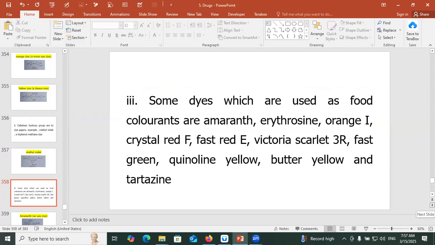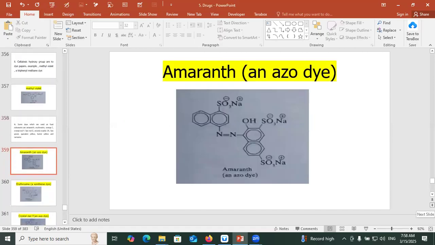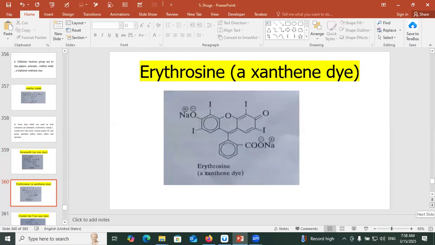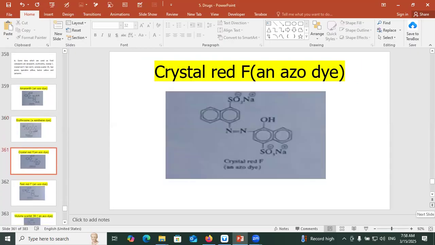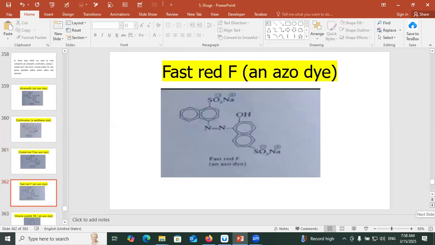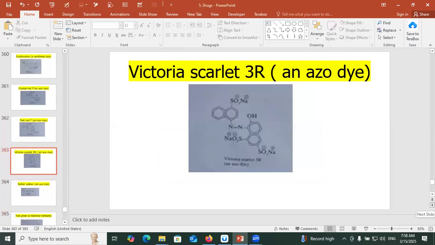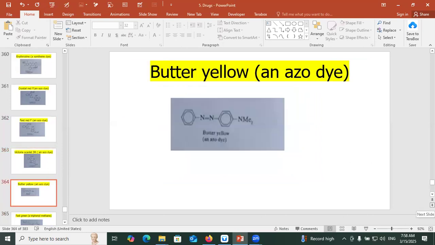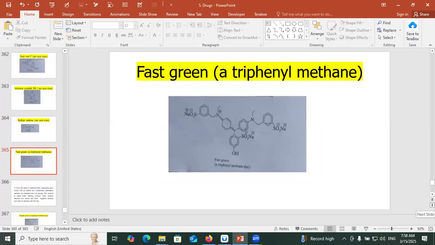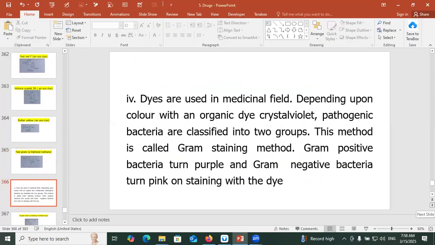Some dyes which are used as food colorants are amaranth, erythrosine, orange, crystal red, fast red E, Victoria scarlet 3R, fast green, quinoline, butter yellow, and tartrazine. Amaranth is an azo dye, erythrosine a xanthene dye, crystal red an azo dye, Victoria scarlet 3R an azo dye, butter yellow an azo dye, and fast green a triphenyl methane dye.